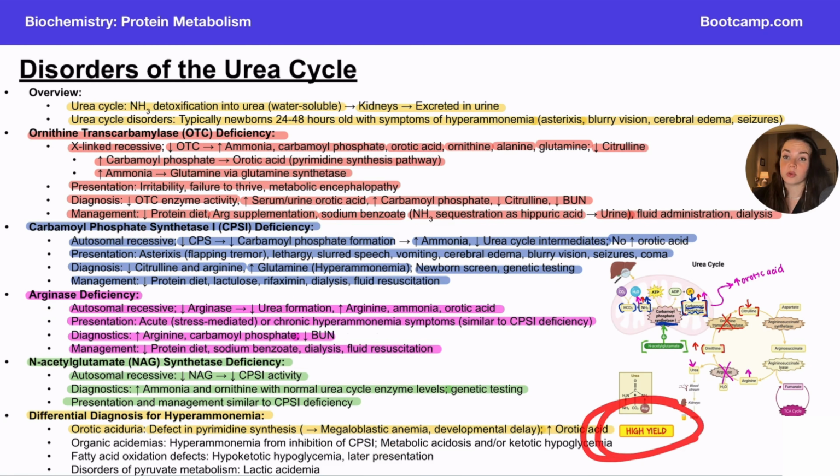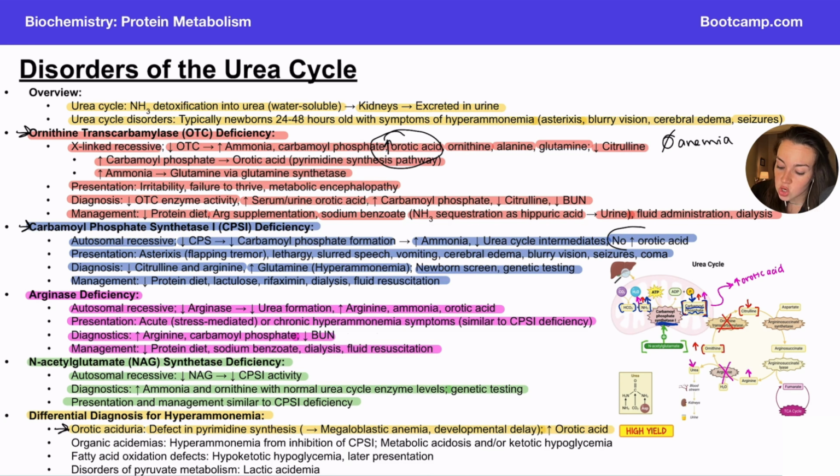This is a high yield point. So you should be able to tell apart these three high yield conditions. They like to test them all together. OTC deficiency has elevated orotic acid with no anemia. CPS1 deficiency has no orotic acid elevation and no anemia. Orotic aciduria has elevated orotic acid and anemia. So now you know, rep that, don't get them mixed up.